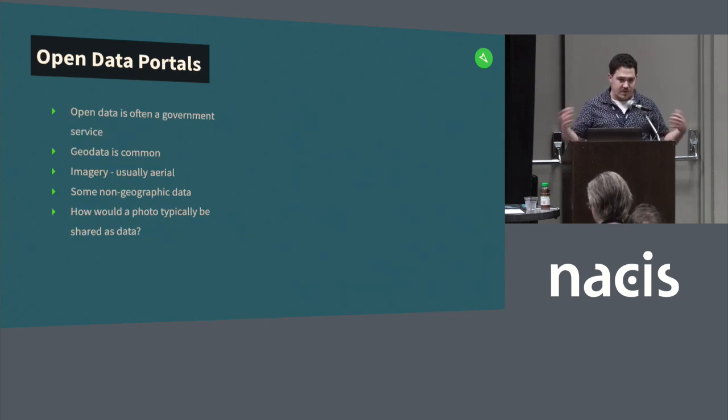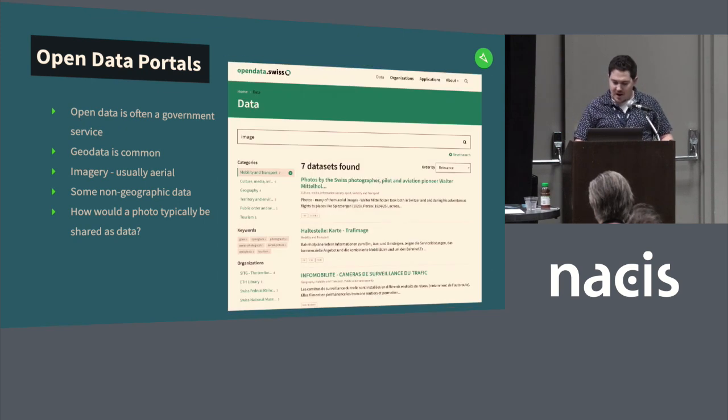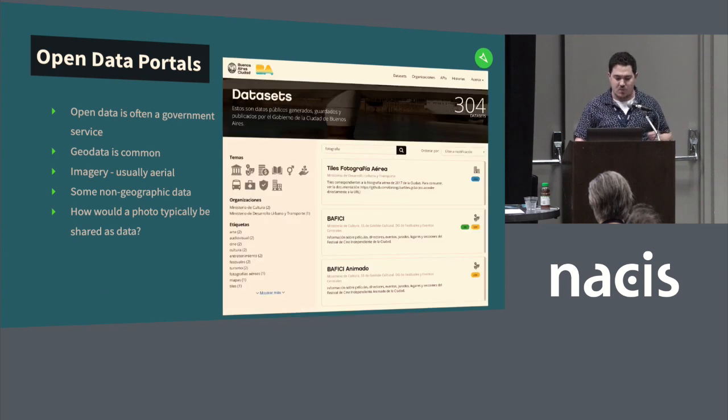So when you think about open data portals, it very often comes from a government, and geodata is very common, so a variety of shapefiles, geodatabases, and often some imagery, which is almost always in the aerial form. There's some non-geographic data available, but there are a variety of entities that host open data and some that host open images, like Open Data Swiss, and just Buenos Aires's open data portal, to name a few. But again, most of the focus on what's shared is aerial imagery.